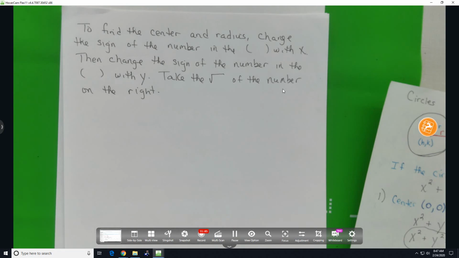Find the center and radius. Change the sign of the number in the parentheses with X. Then change the sign of the number in the parentheses with Y. Take the square root of the number on the right to get the radius. Change the sign, square root.